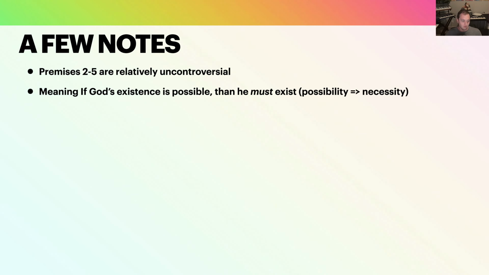So basically, what this argument tries to do is say that if God exists possibly, then he must exist necessarily in all possible worlds. And I think going from possibility to necessity, that's the part that's relatively uncontroversial. The controversial part, or where people would probably disagree, therefore, is whether or not a maximally great being possibly exists.